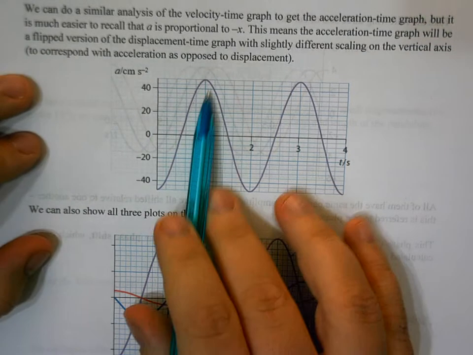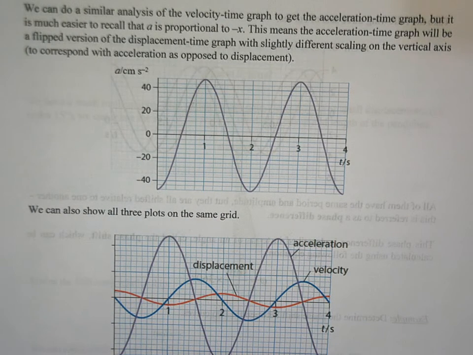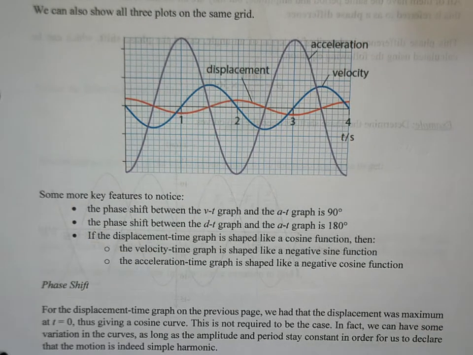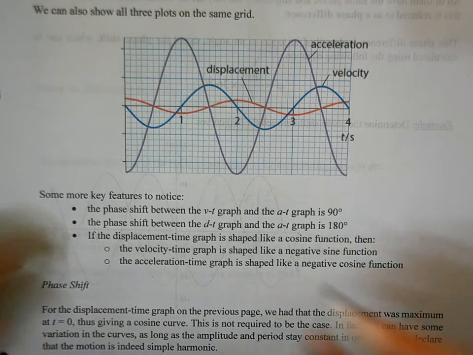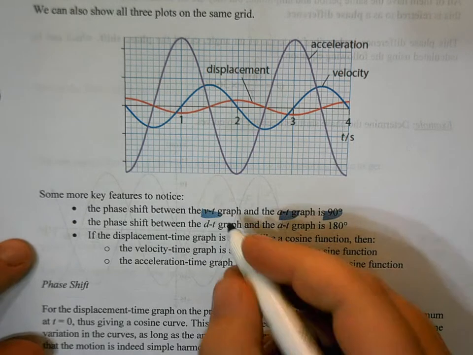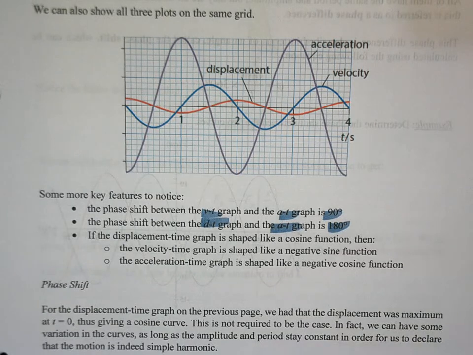The acceleration graph is going to look very similar to the displacement time graph, just essentially flipped. So some key features: the velocity time graph and the acceleration time graph are shifted by 90 degrees. The curves will be a little different, but they have the same characteristic shape, they're just shifted. And then the displacement time graph and the acceleration time graph are shifted by 180 degrees.